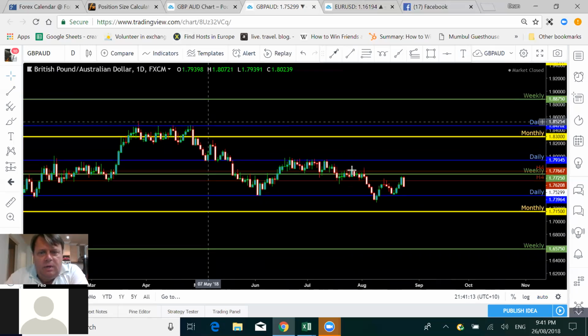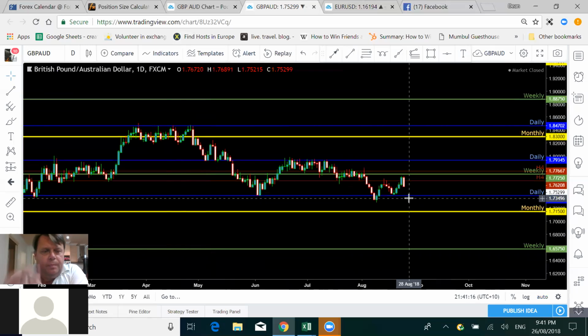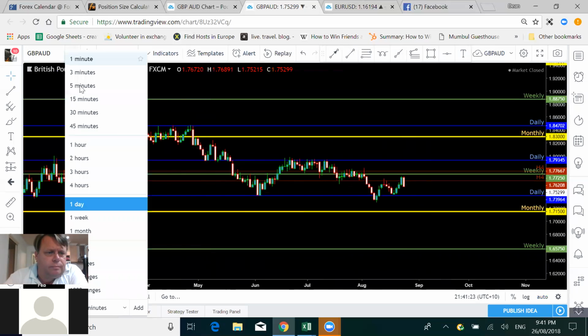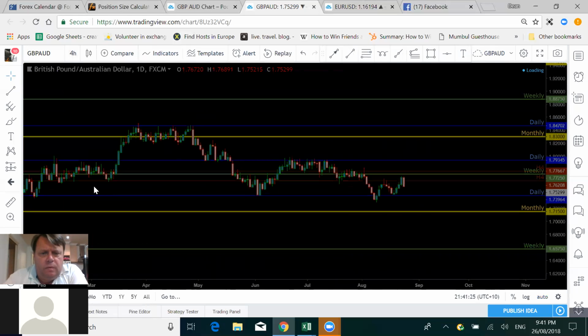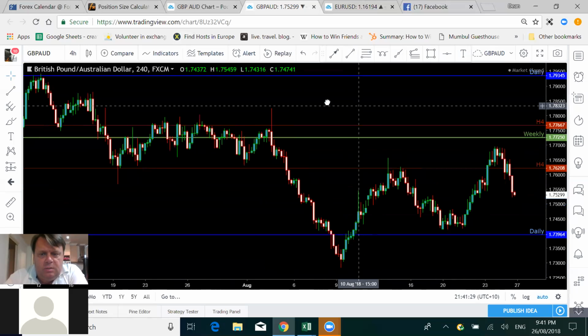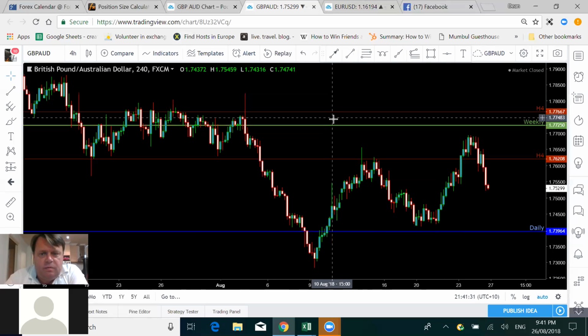So on the daily, we're in a downtrend. So we're looking for possible sells. On the 4 hourly, and this is pretty much where I spend most of my time, is on the 4 hourly.